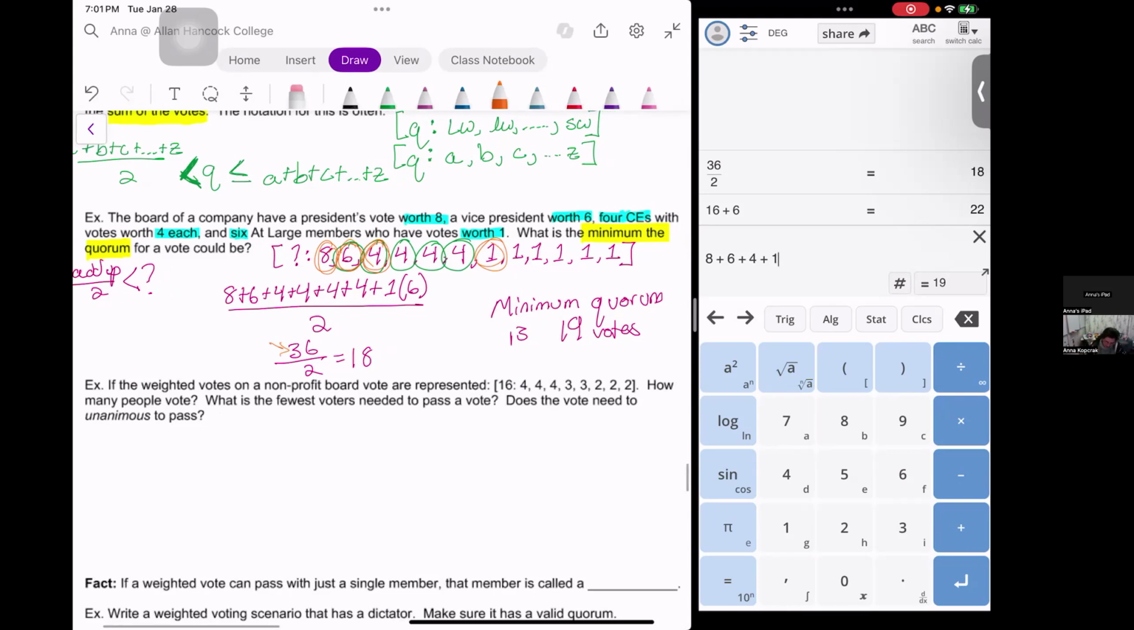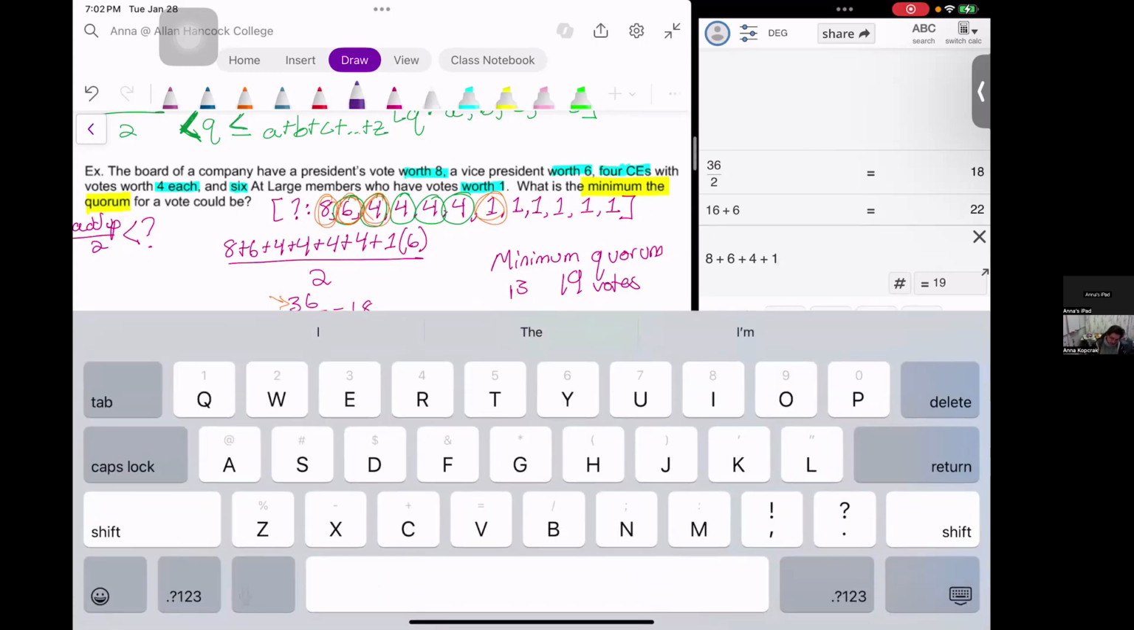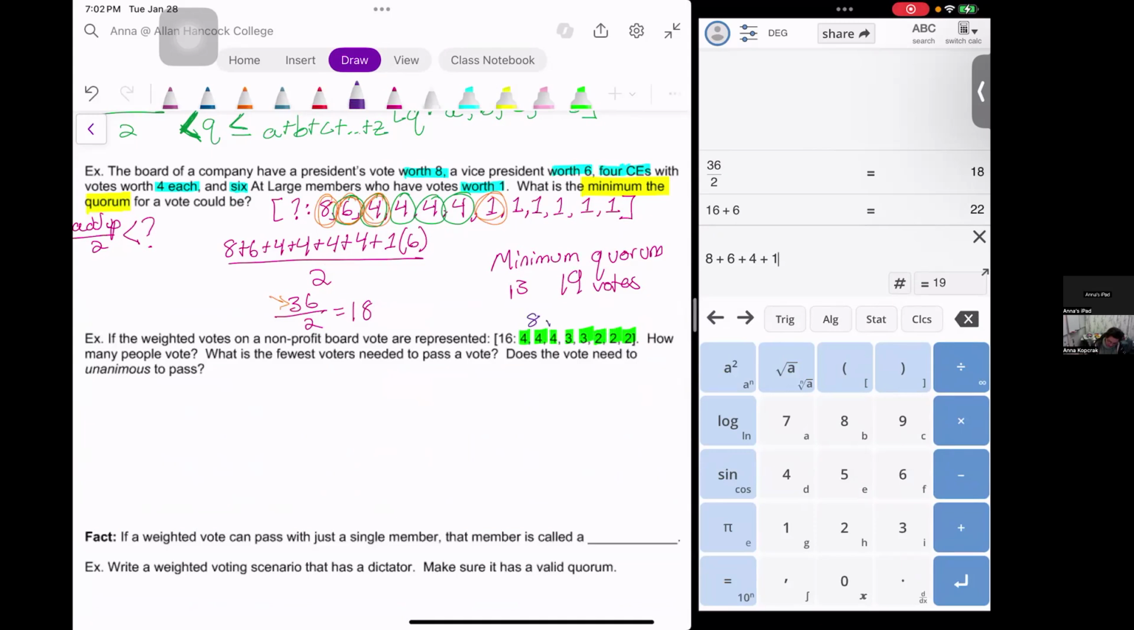Okay. Here is a nonprofit board. And this nonprofit board, as we can see, has quite a few members. We have members with 4, 4, 4, 3, 3, 2, 2, 2 weighted votes. So that board has 1, 2, 3, 4, 5, 6, 7, 8 members. There are 8 voting members on this board. Let me just write that down. 8 voters here. Okay. And in fact, that's the first question. How many people vote? There are 8 voters.